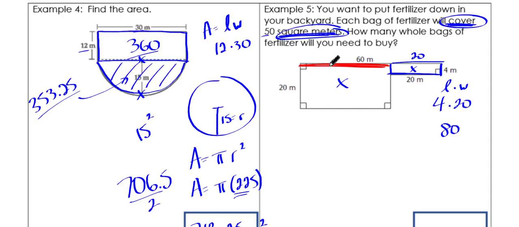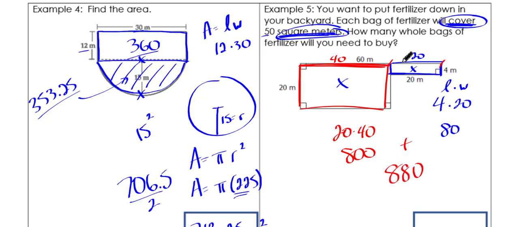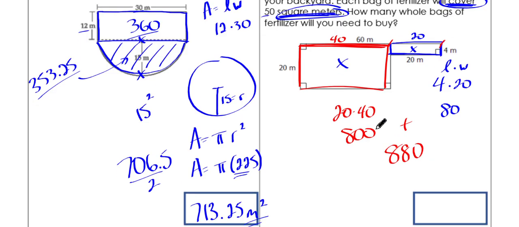That means that part has to be 40. 60 takes us all the way across. 20 takes us from there to there. That means this part has to be just 40. So it's going to be 40 times 20. That is 800. Add those two together. The total area of this shape is 880.